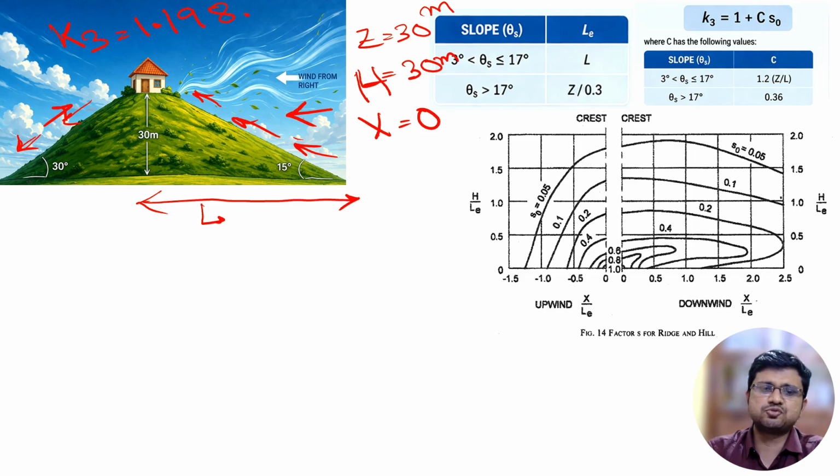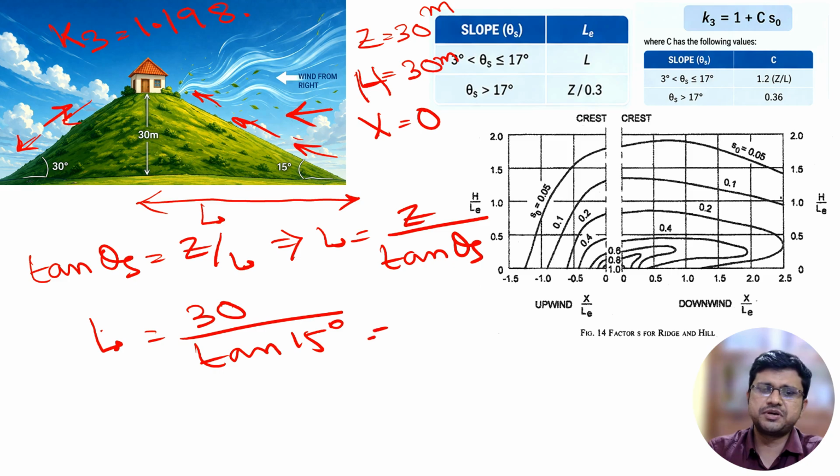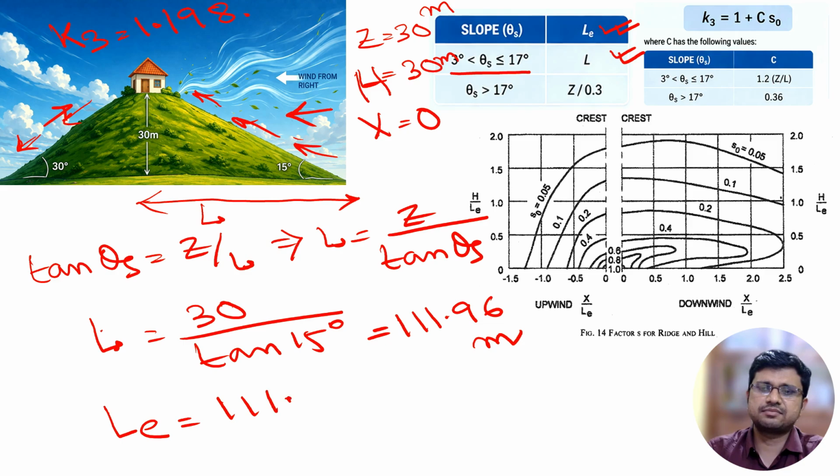For that we can use this equation, tan theta s equals Z by L. So L will be Z by tan theta s. Z is 30 meter, so L will be 30 by tan 15 degree, so it will be 111.96 meter. So L is 111.96 meter, and when the ground slope is in between 3 to 17 degree, at that time LE will be equal to L. So LE will also be 111.96 meter.